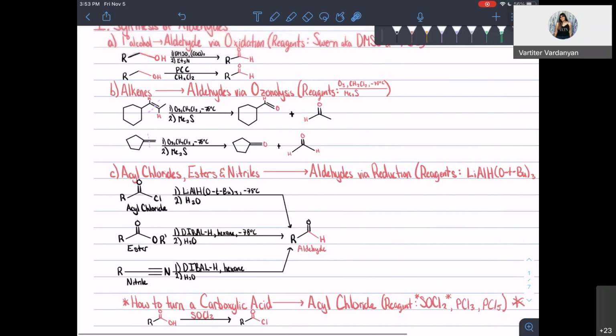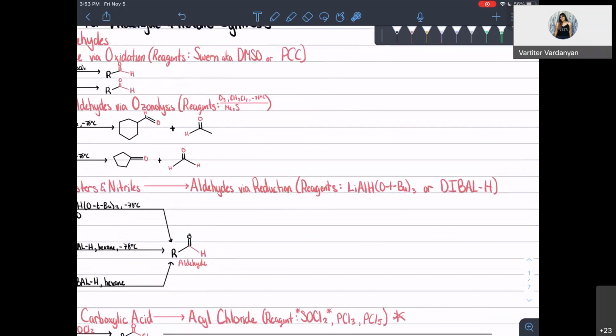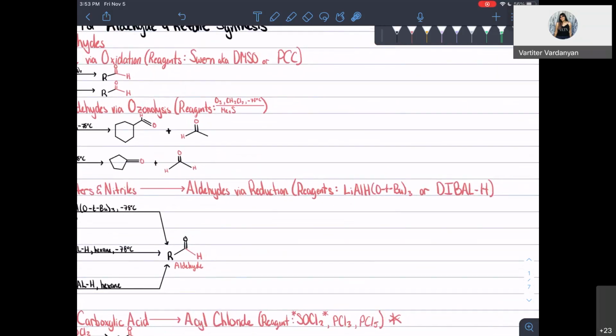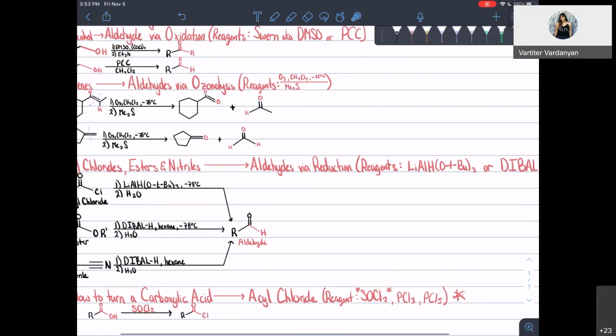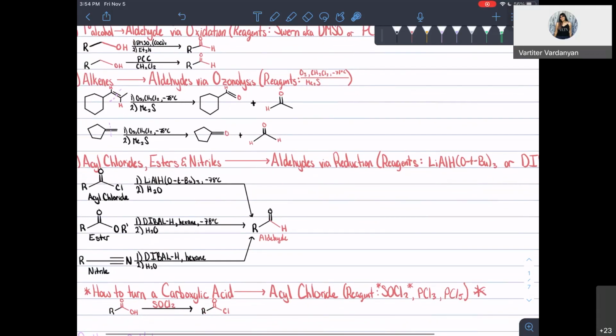So, and then the last thing we could do is take an acyl chloride, an ester, or a nitrile, and use one of these 2 reagents, either LiAlH with tert-butoxide or DIBAL. Okay, this is only for Roche, yeah. Hopefully Wes doesn't throw this crap at you. That would be dirty.